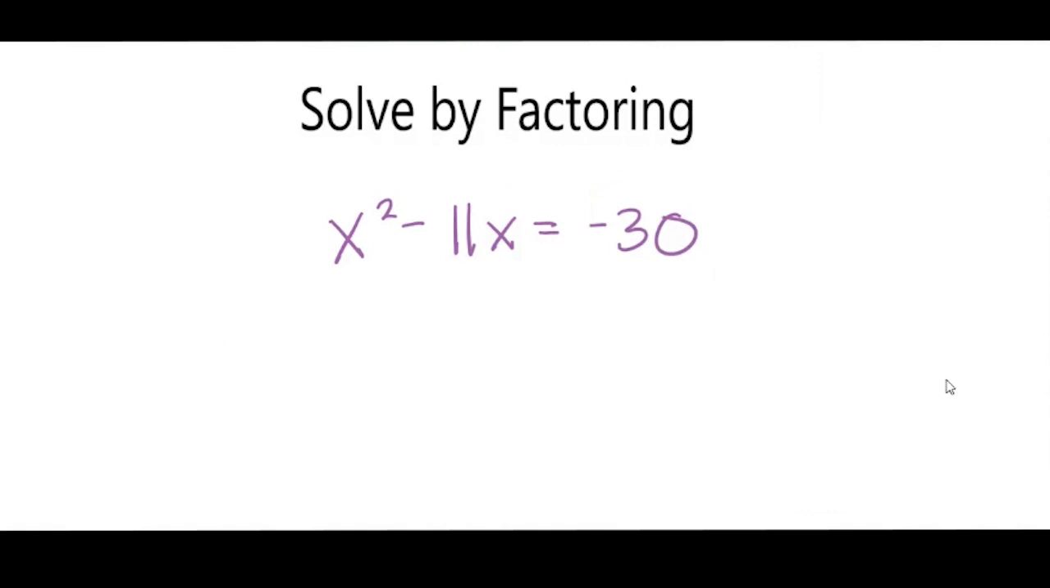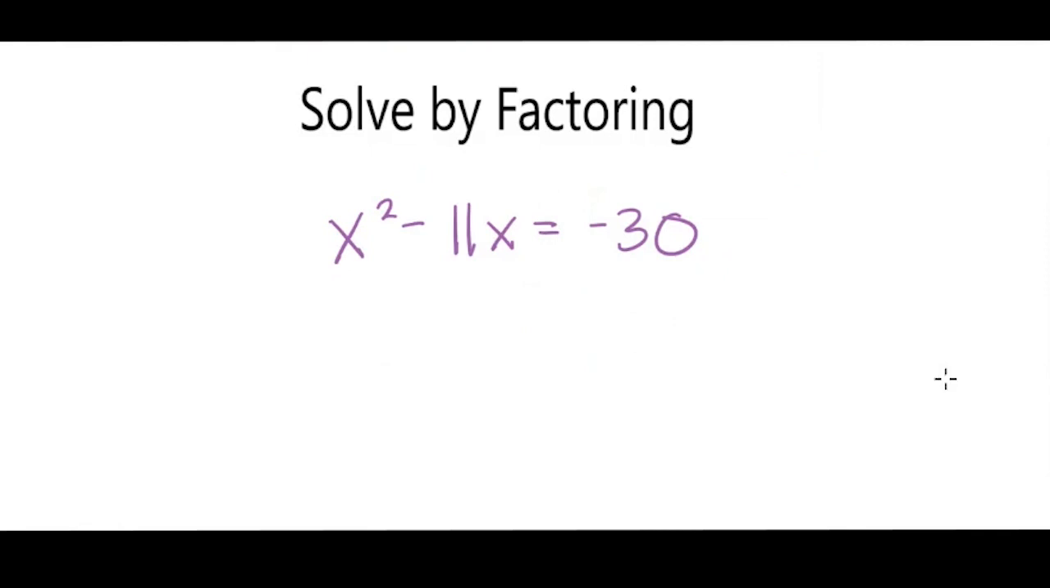Hello again. Today we are going to solve this polynomial equation by factoring. Okay, so here I have x squared minus 11x equals negative 30. And I need to solve this by factoring. But I do need to make sure that it says equals 0 instead of equals negative 30.